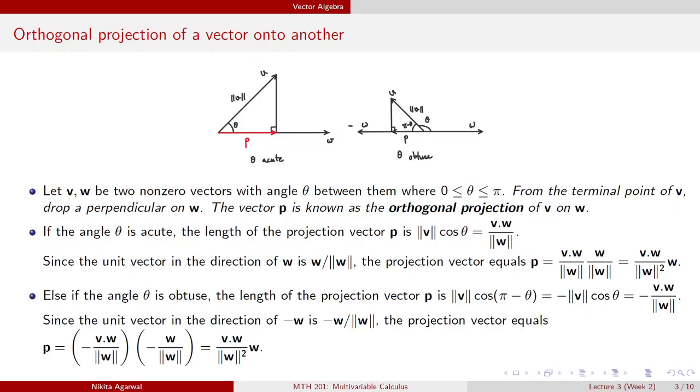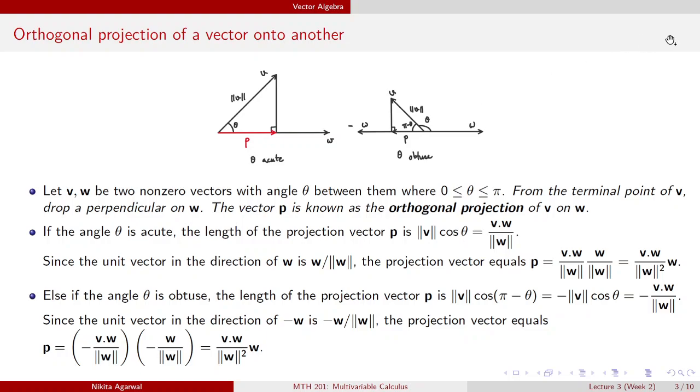Now, in this case, the projection vector lands in the negative direction of W, right? So what is the unit vector in that direction? It's minus W by norm of minus W. But norm does not care about the negative sign, so you just get norm of W. Therefore, the projection vector equals the length times the unit vector in that direction. If you put things together, you again get the same expression that you got when theta was acute, because the negative times negative makes it positive.